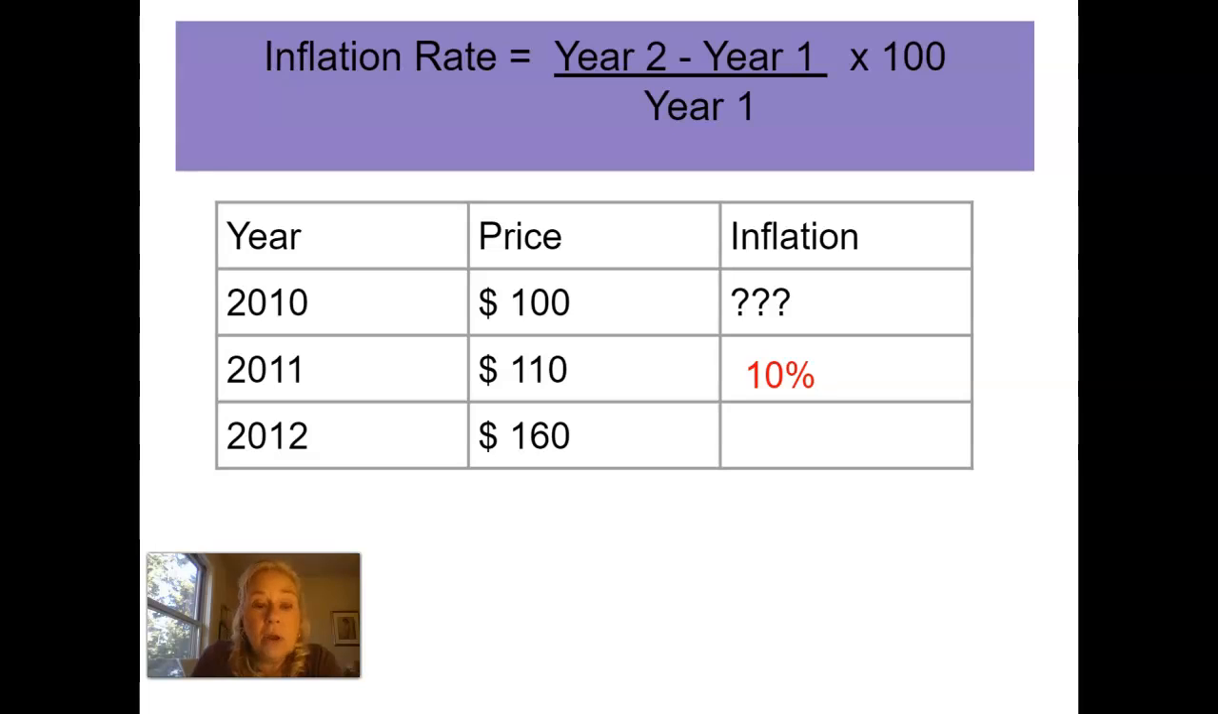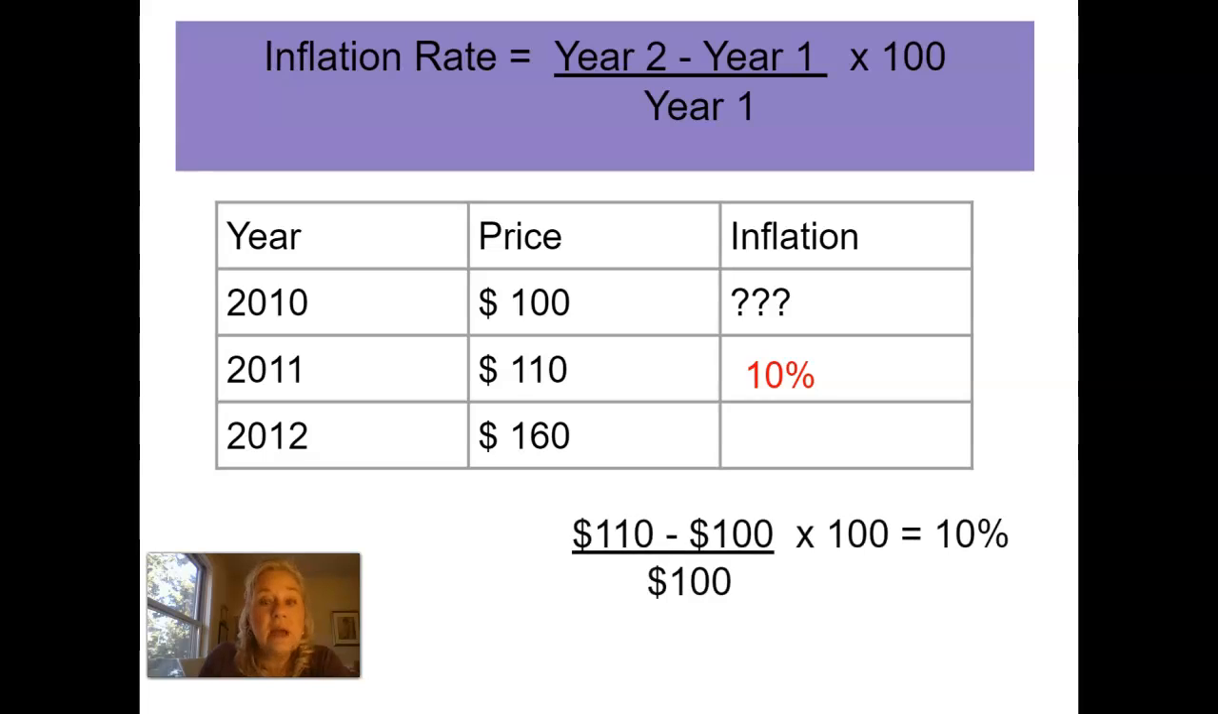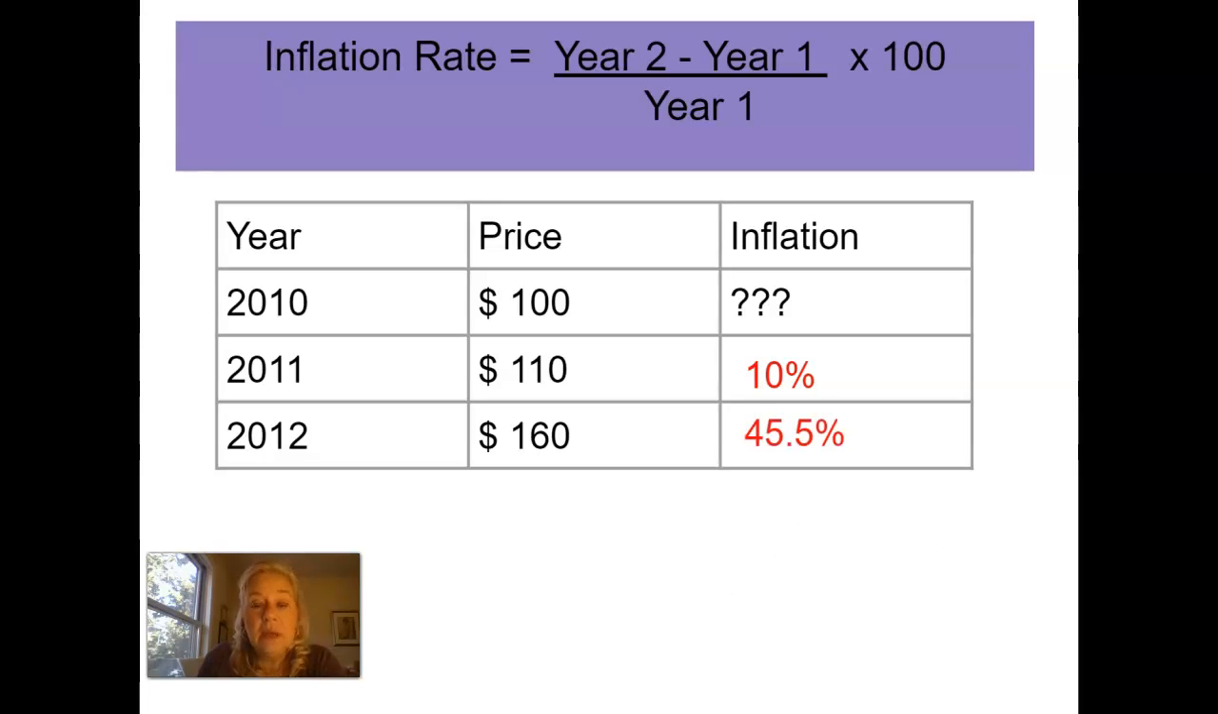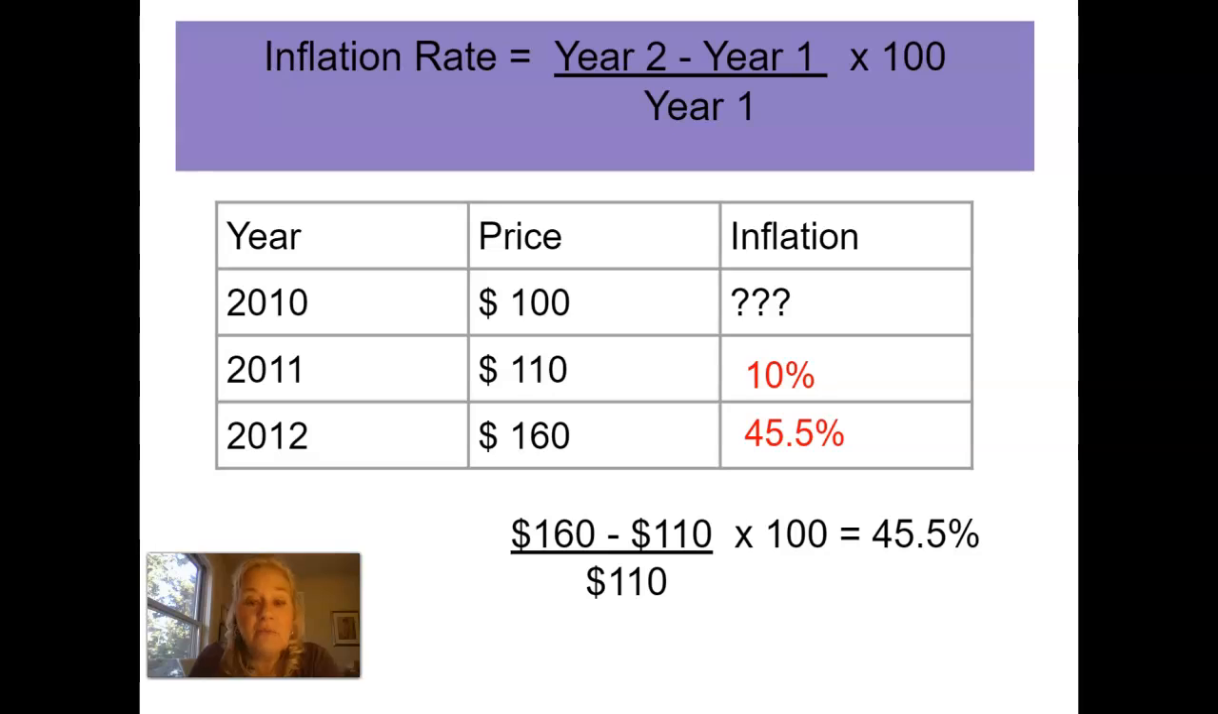But let's say that market basket increases all the way up to $160 in 2012. So now we take 160 minus 110 divided by 110 times 100, and we'll get a 45.5% inflation rate, which would be extraordinarily high. Okay, but that's how the inflation rate is calculated.